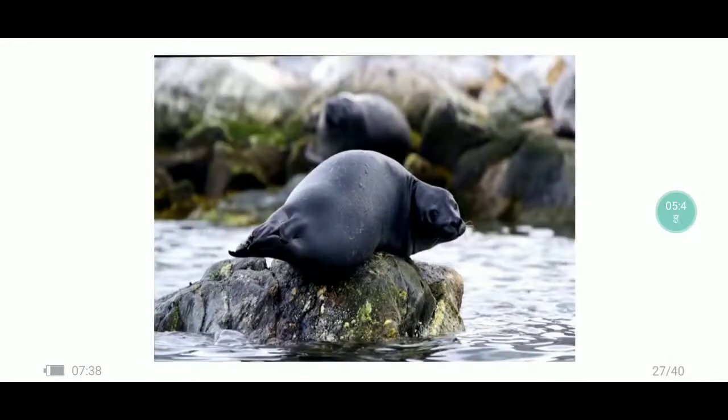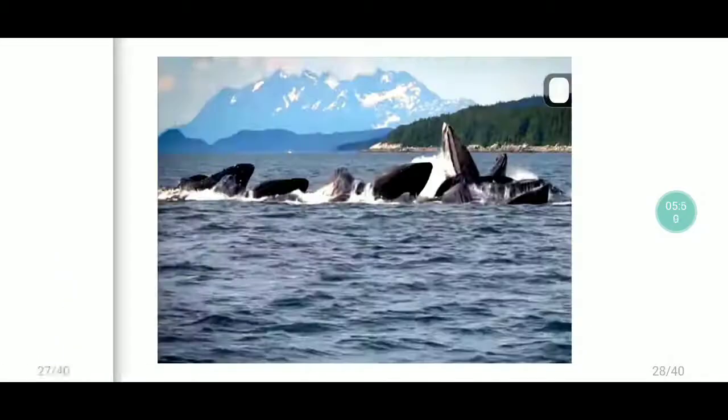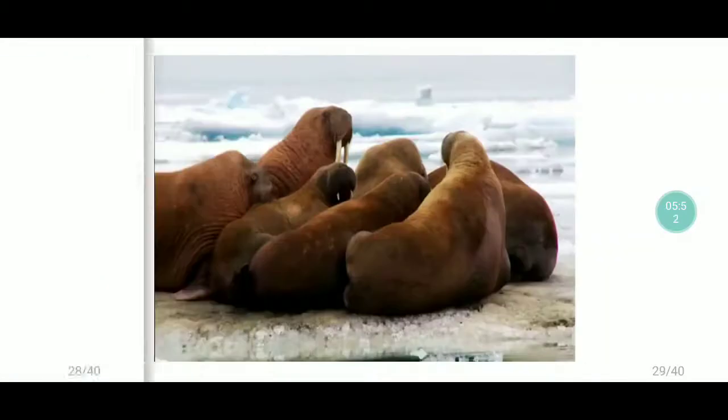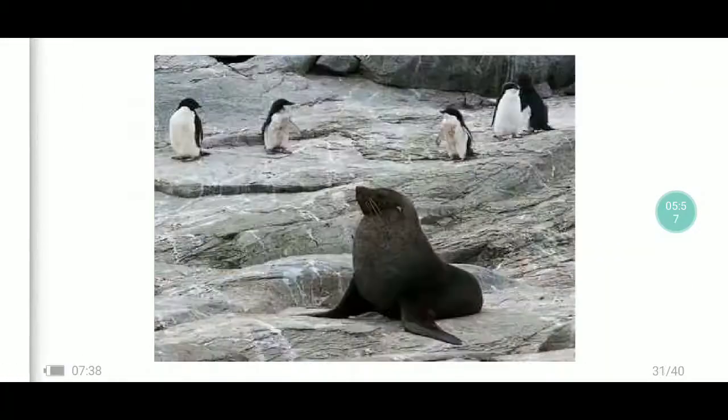Some birds migrate to warmer regions during winter. The Arctic tern migrates the longest distance and flies all the way south to Antarctica. Many kinds of fishes, whales, seals, and walruses are also found here. Penguins and leopard seals are found only in Antarctica.